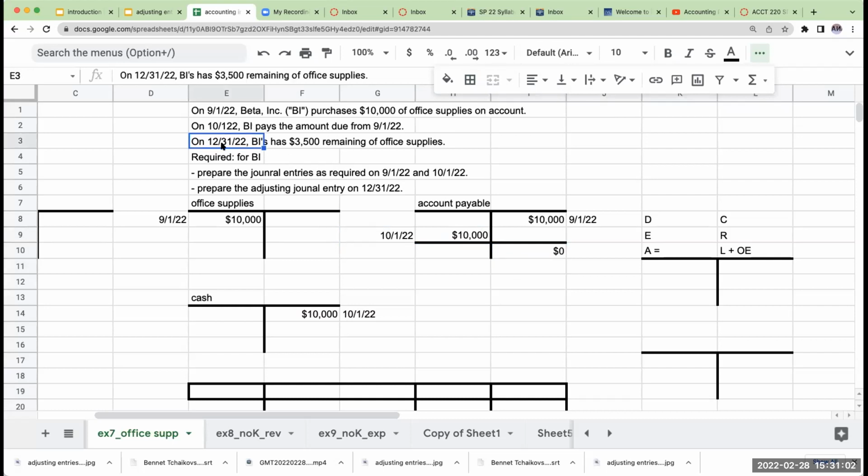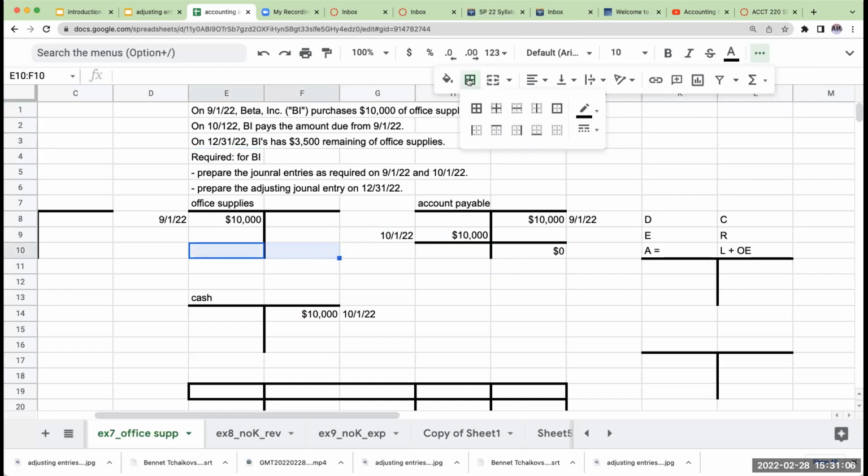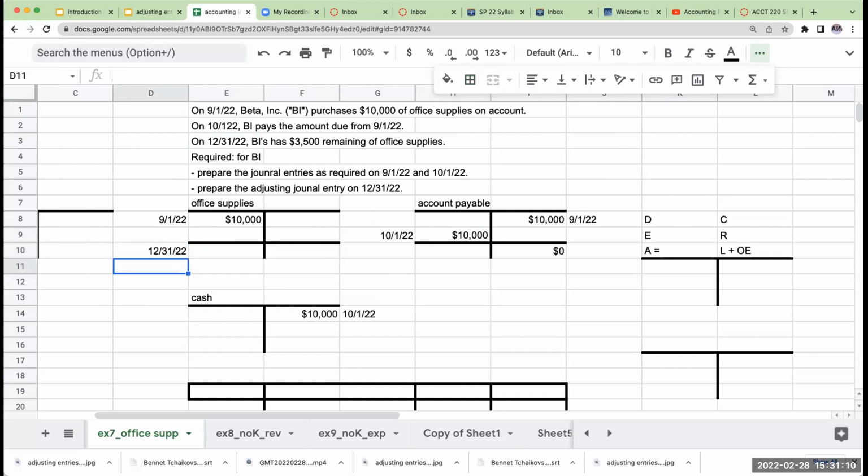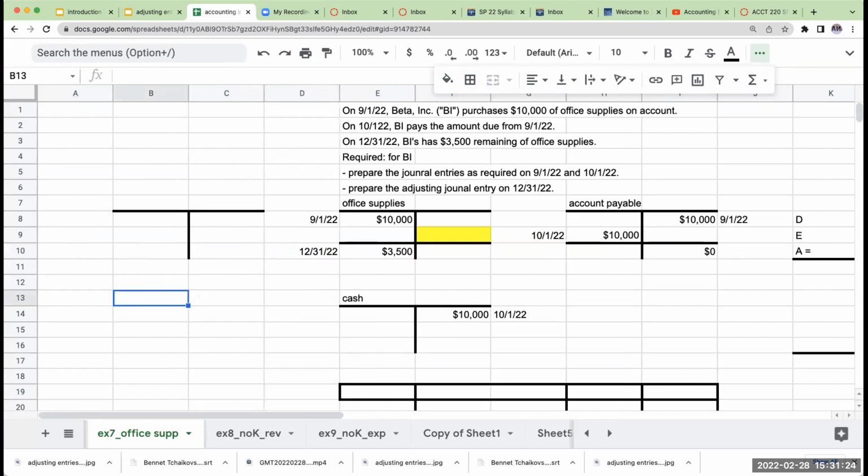Now, it tells me over here that on December 31st, my office supplies had a remaining balance of 3,500. So on 12/31/22, my ending balance in office supplies was 3,500 bucks. Now, does 10,000 equal 3,500? No, right? We know that. Okay, so what do I need to do? I need to use the power of calculus to figure this out.